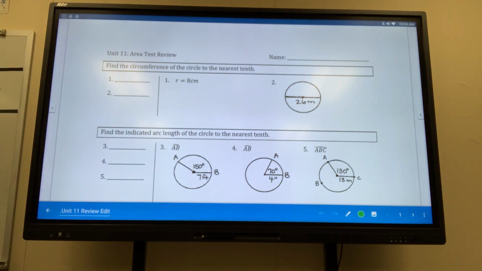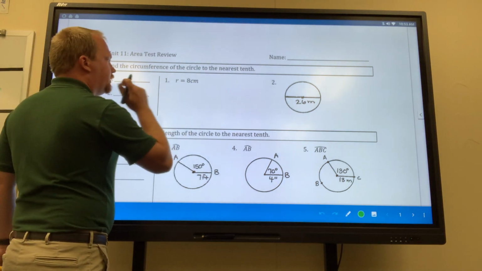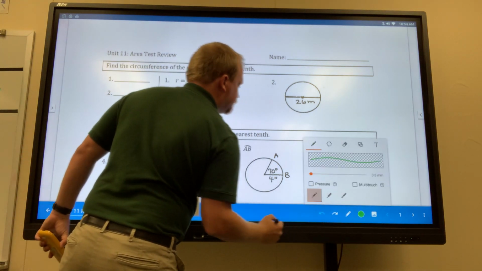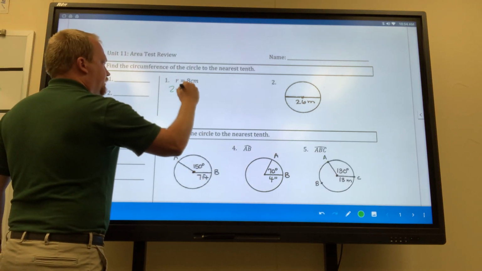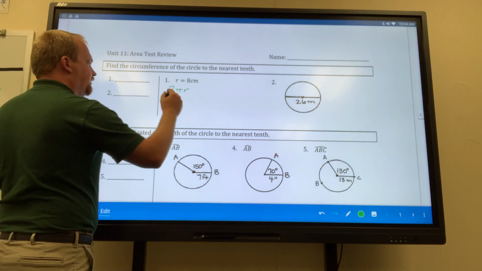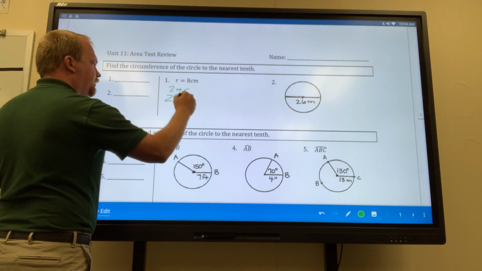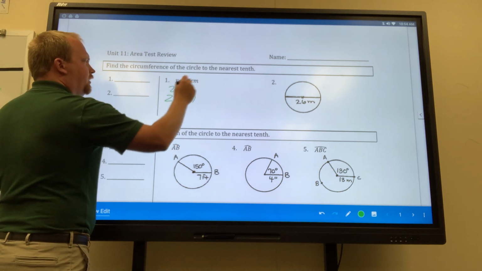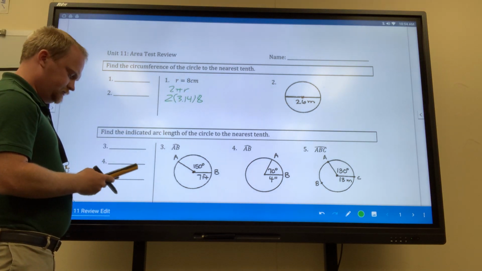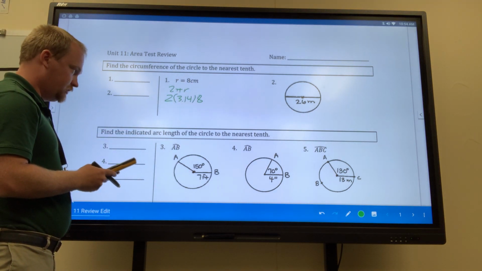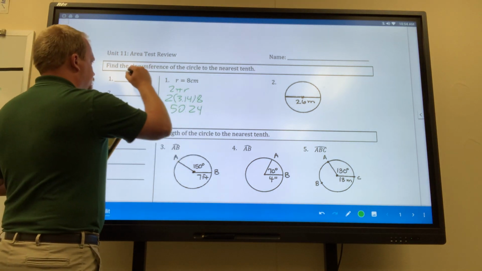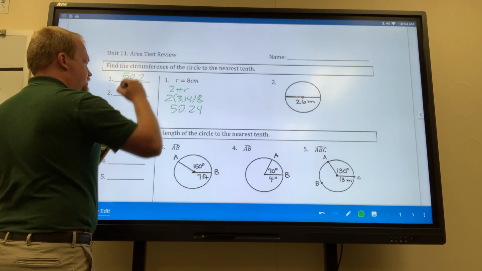All right, so I know that circumference is 2 pi r. Now, since I know my radius is 8, pi is going to be 3.14, and like I said, r is the radius, so it's going to be 8. So I just got to multiply it out. 2 times 3.14 times 8, 50.24, which we're going to leave as 50.2.